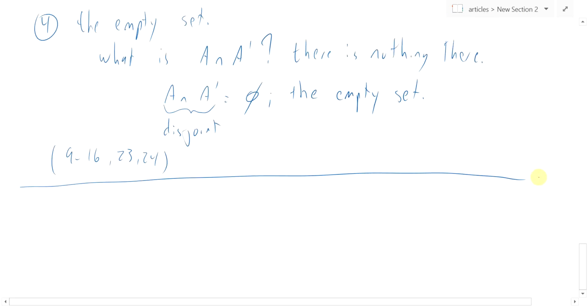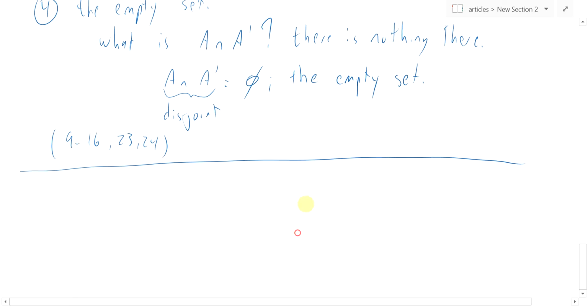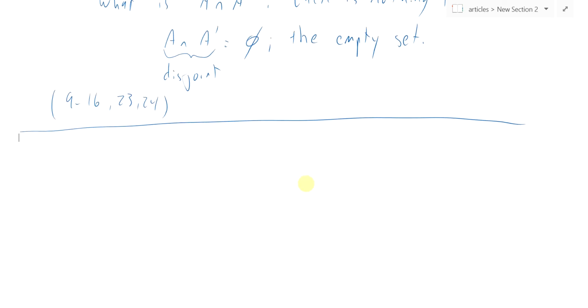And then the very last thing before we get on to Venn diagrams is another style of set notation called set builder notation. And I've mentioned it briefly in the previous ones. This is dealing with problems 17 through 22.